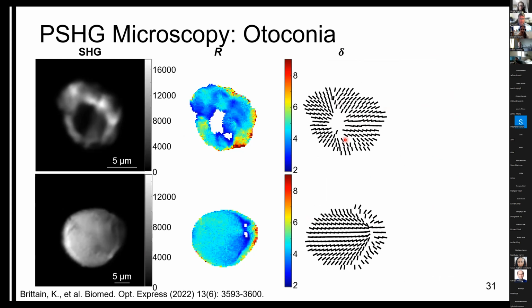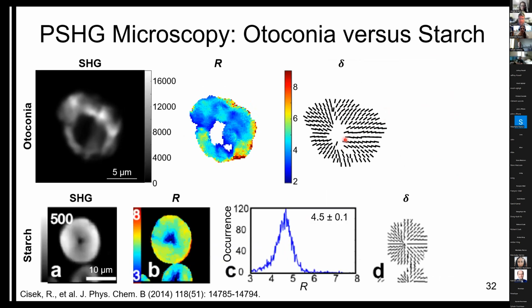And while looking at these images, we couldn't help but realize how much they resembled another biological crystal that we've studied in the past. And that crystal is starch, seen here. So in starch, we actually see a reduction in the R value near the nucleation region, like otoconia, due to the radial ultrastructure of starch. So at the nucleation region, there is a large variation in the orientation of SHG emitters, but at the edges of the starch granule, the orientation of the SHG emitters don't vary very much.